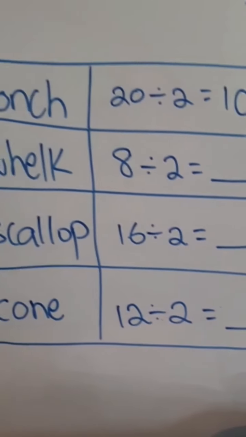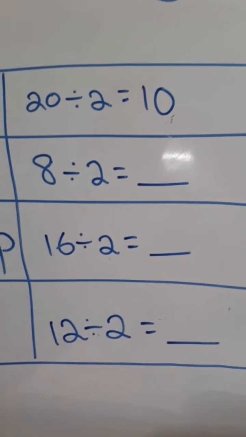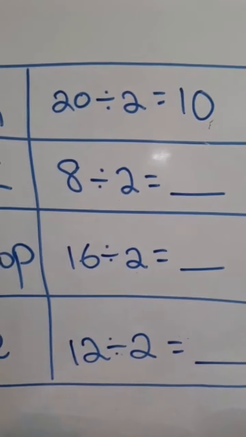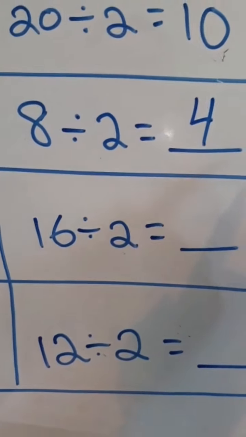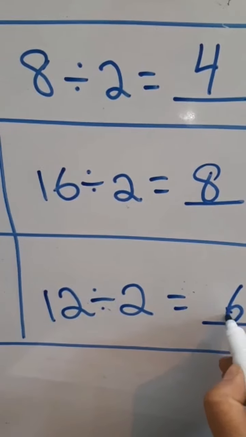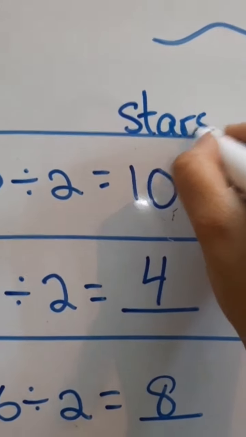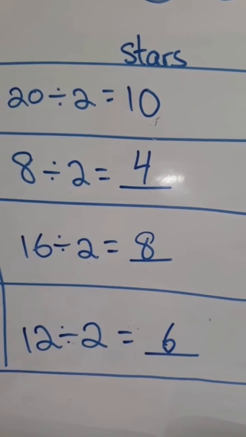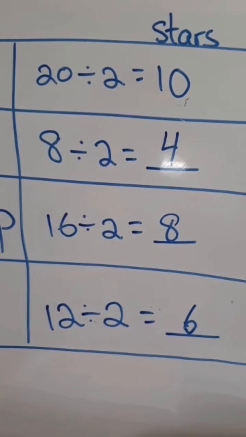Okay, you guys, the little chart that I've made on the board, you can make this on a rough piece of paper, just so that you can figure out how many stars you actually need. So if you've done this, your answer must have been 4, 8, and 6. These numbers represent the stars. Okay? So we need 10 stars, then 4, 8, and 6. So now you guys, grab your pencils, okay?